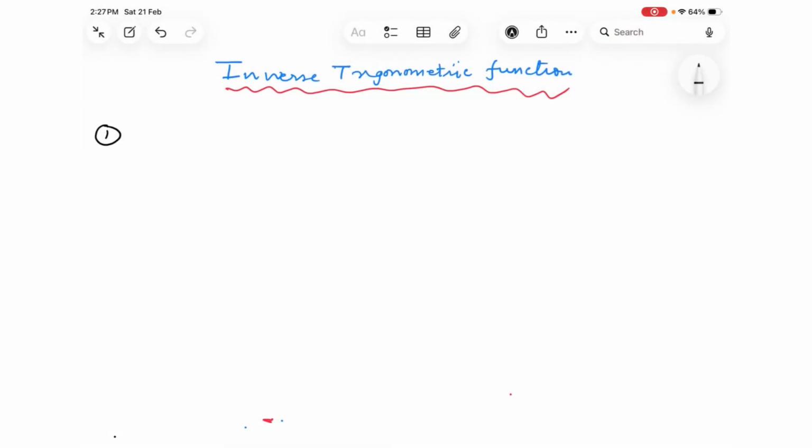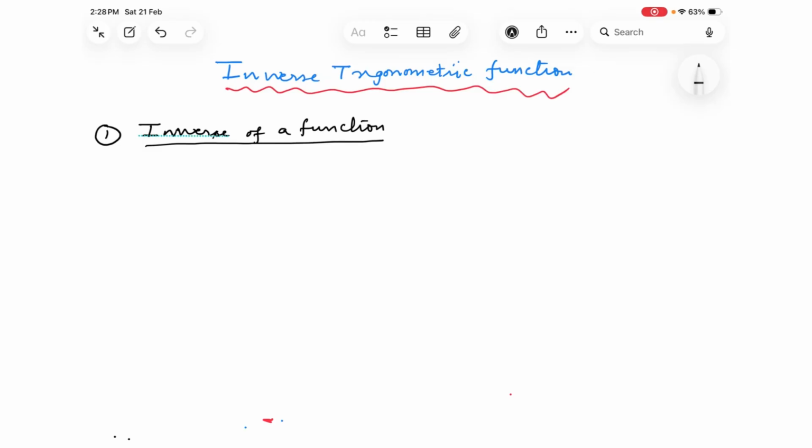The next very important chapter of trigonometry is inverse trigonometric functions. Now the first point is, when will inverse of a function exist? When will inverse of a function exist? Very, very important point.